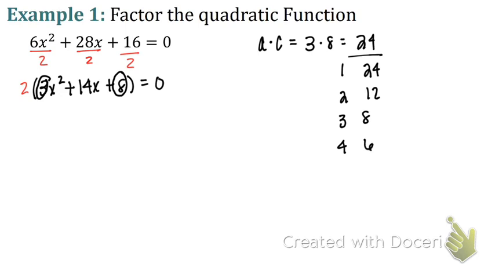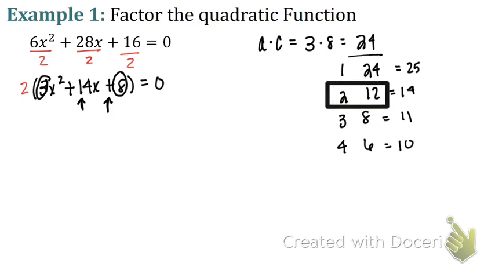I need 2 factors that add to give me positive 14. 1 and 24 equal 25, 2 and 12 equal 14, 3 and 8 equal 11, 4 and 6 equals 10. So I know that my 2 factors are going to be 2 and 12. So I need to take 2 and 12 and put them over my ax, which in this case is 3x.